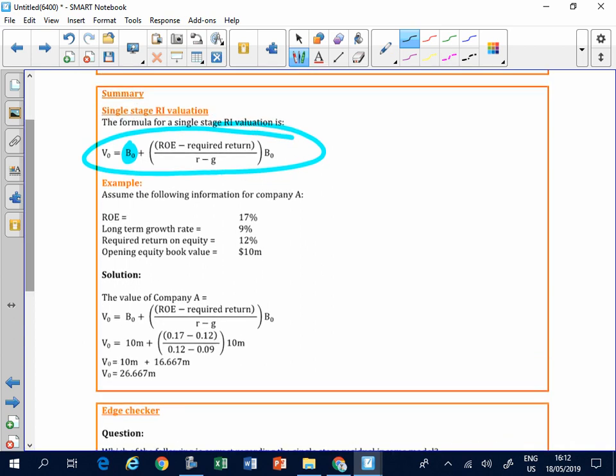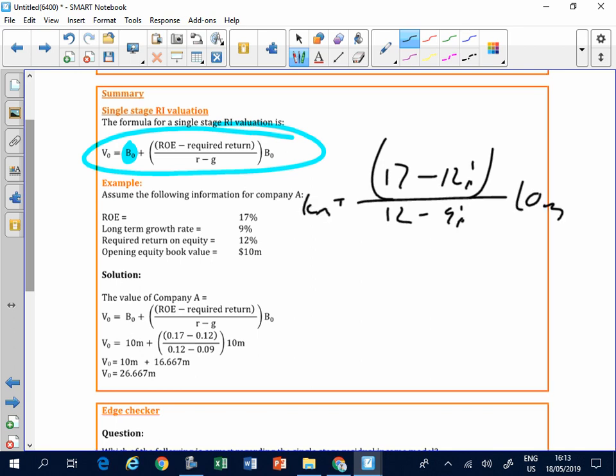Assume the following: ROE 17%, long-term growth rate 9%, required rate of return on equity 12%, opening book value 10 million. So 17 minus 12% divided by R minus G, 12 minus 9. You multiply that by 10 million, and you're going to add 10 million as the starting point there. And you're going to get to this thing.